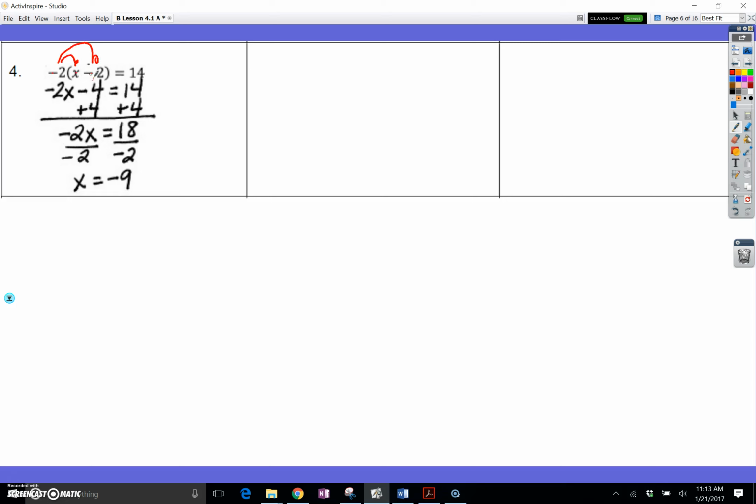So if we were to solve this correctly, it would look like negative 2 times the quantity of x minus 2 equals 14. I'm going to distribute that negative 2 to both of those to get negative 2x. That will become plus 4 equals 14. Subtract both sides by 4 to get negative 2x is equal to 10. Divide both sides by negative 2 to get x is equal to negative 5.